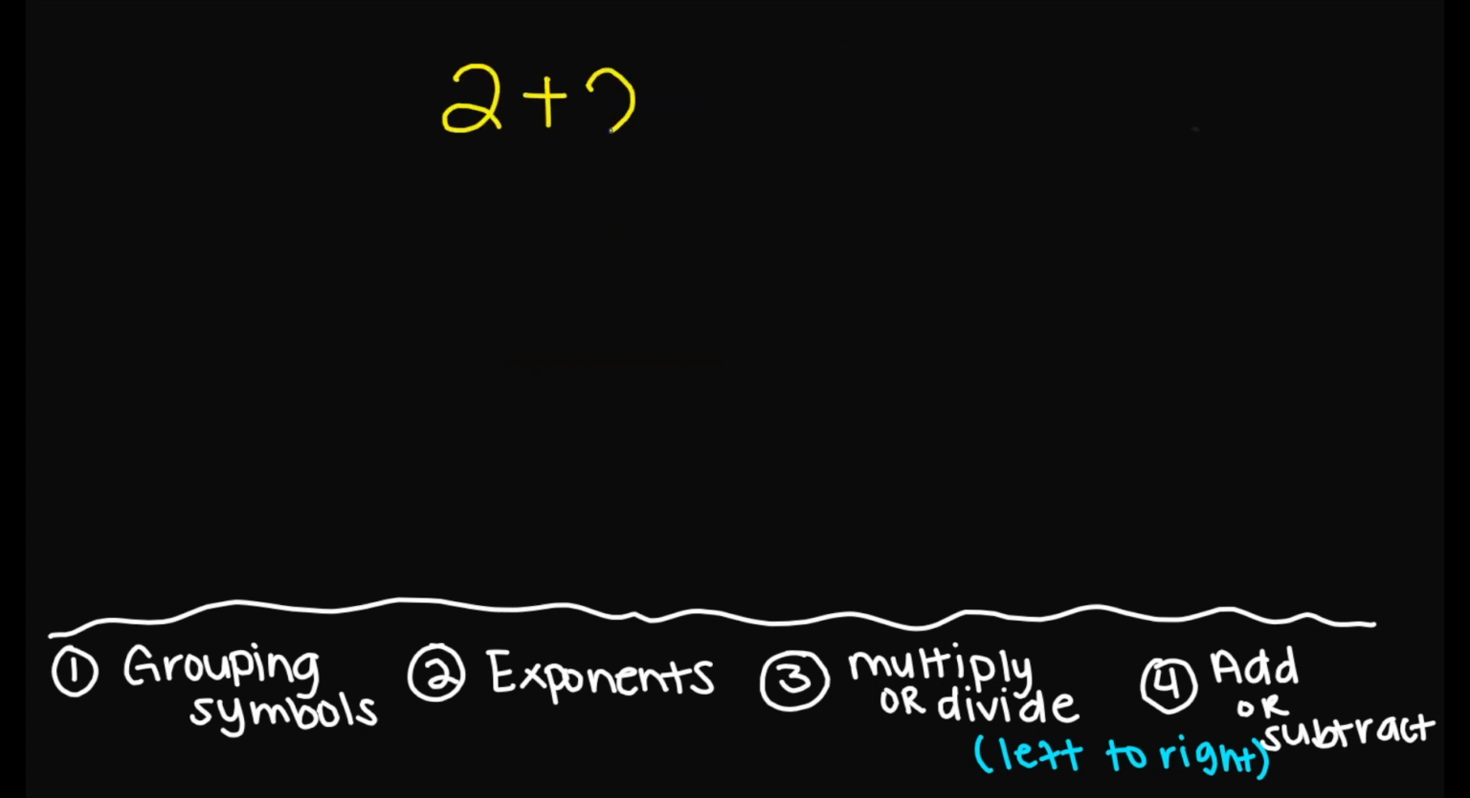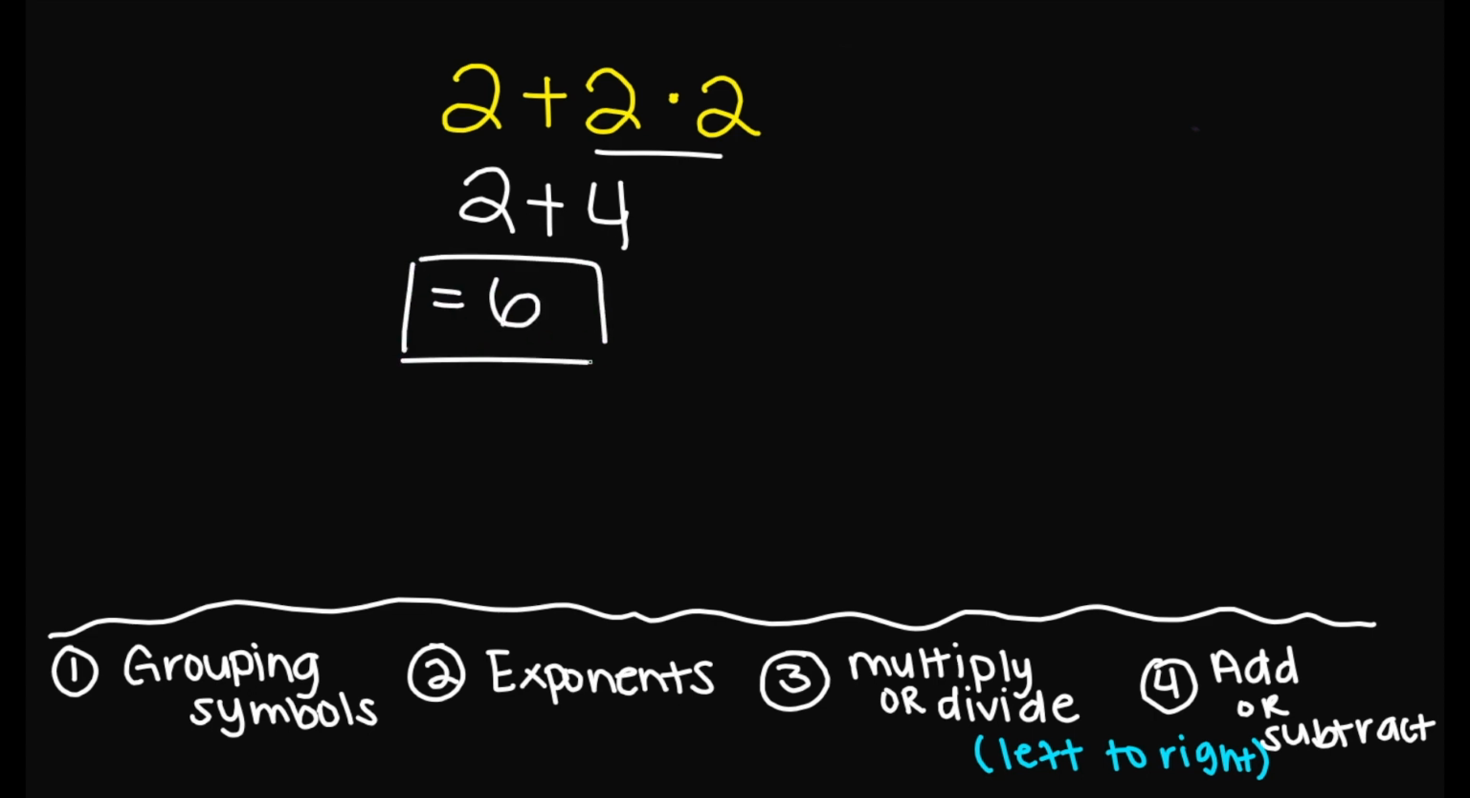2 plus 2 times 2. We have to multiply before we add. So I have 2 plus 4 because 2 times 2 equals 4. And then you have 2 plus 4. This is going to equal 6. So your final answer here is 6.